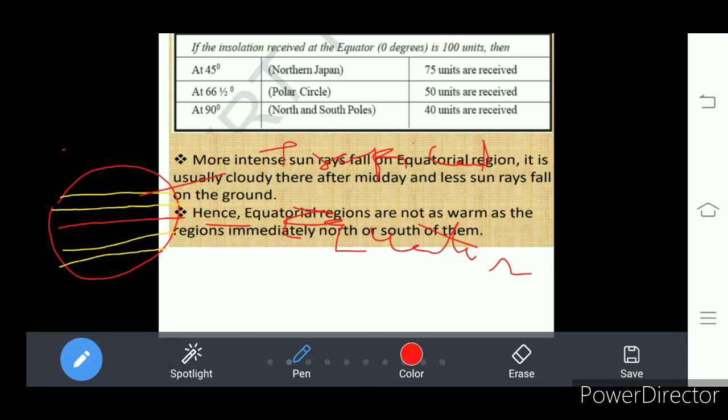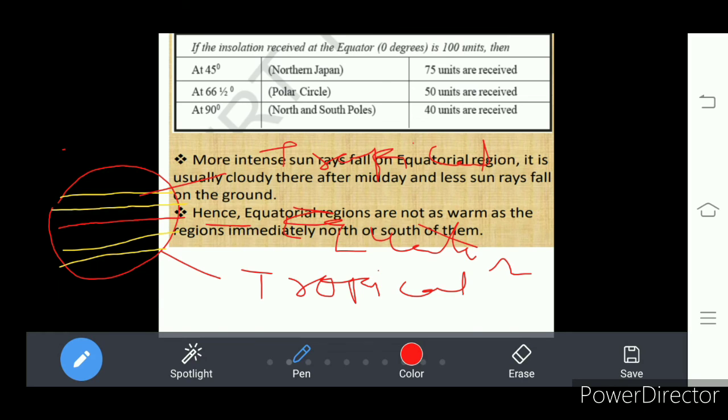So in the northern hemisphere and in the southern hemisphere, we find a tropical zone near the equator. That means on either side of the equator. Very adjacent to the equator, we find the tropical zones.